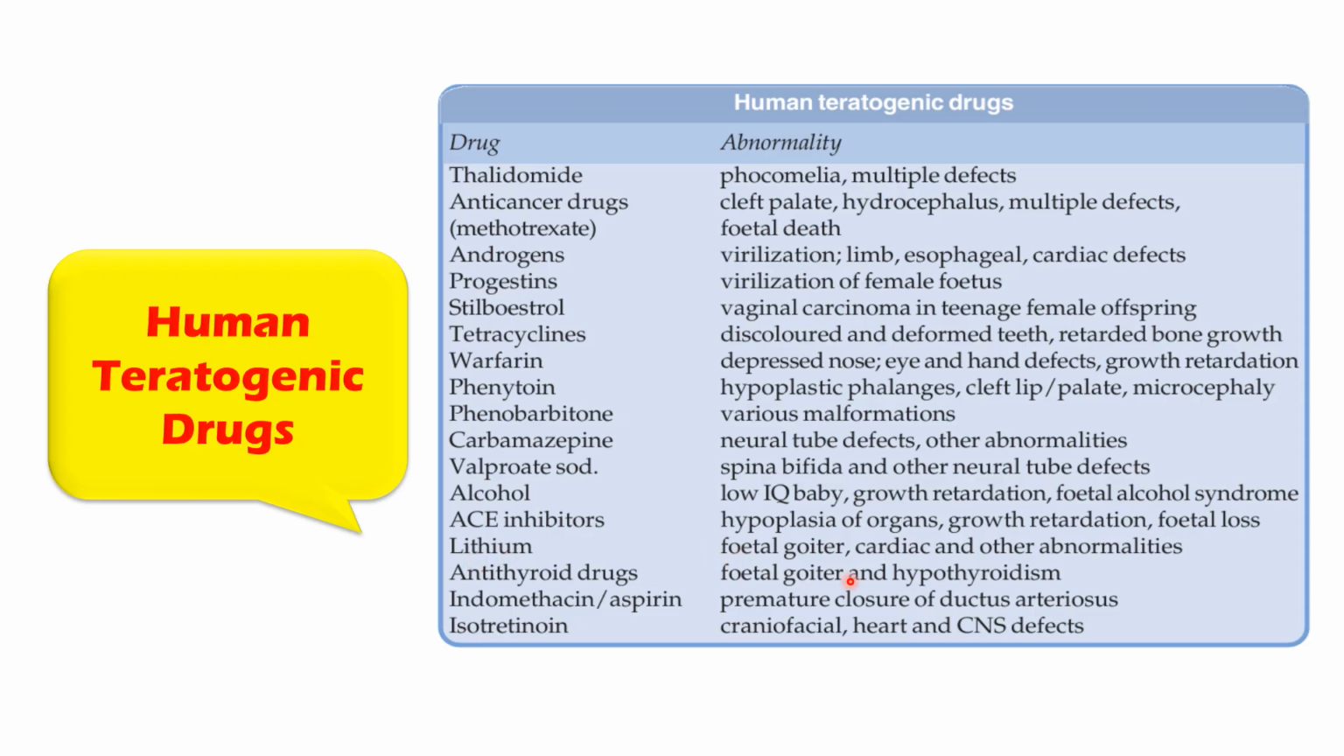Lithium can cause fetal goiter, cardiac, and other abnormalities. Antithyroid drugs can cause fetal goiter and hypothyroidism. Indomethacin and aspirin can cause premature closure of the ductus arteriosus. Isotretinoin can cause craniofacial, heart, and CNS effects.